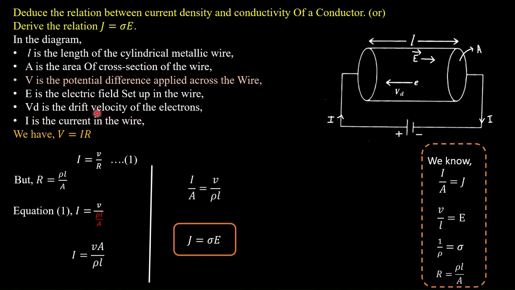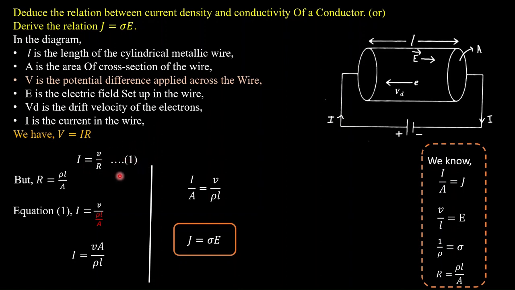Now let us see the very important formula, V is equal to IR. This is from Ohm's law. We have V is equal to IR, and if we rearrange for I, we take R to the denominator. So I get I is equal to V by R. That forms equation 1. If you get this equation, that is completely enough.